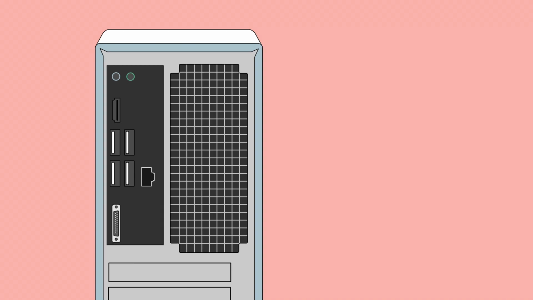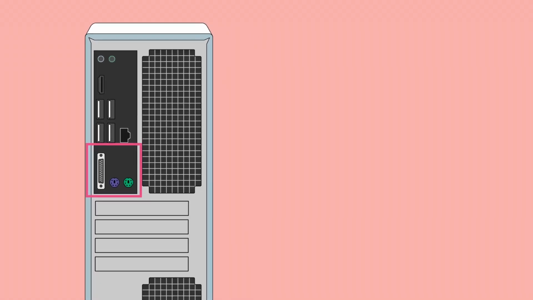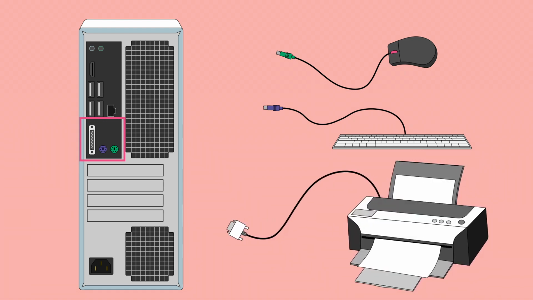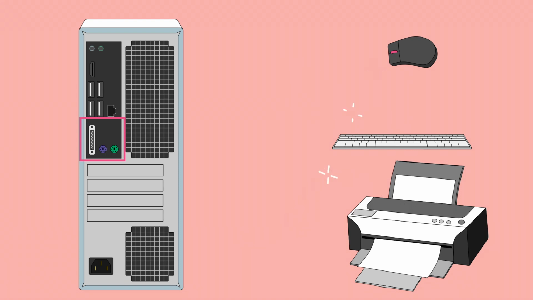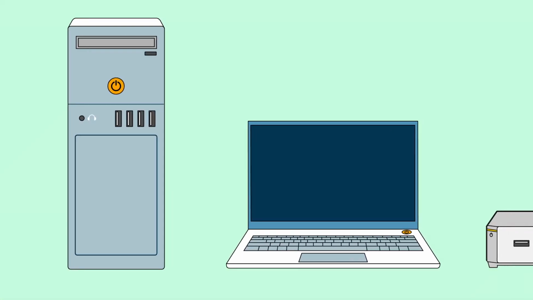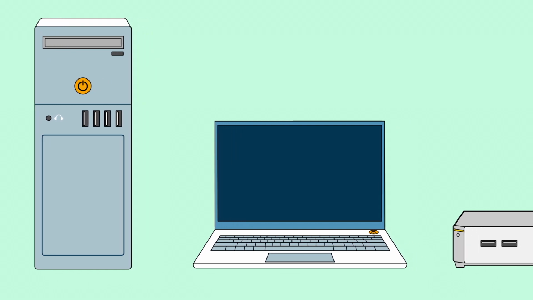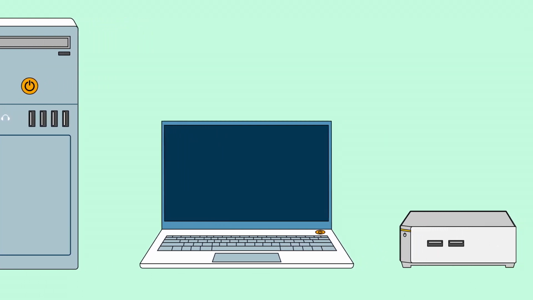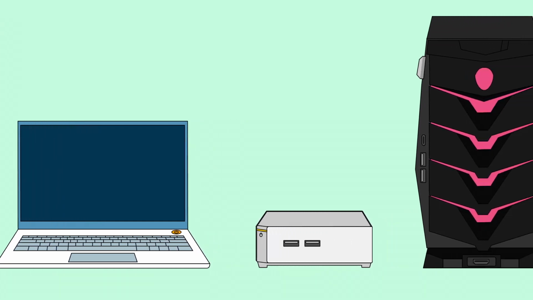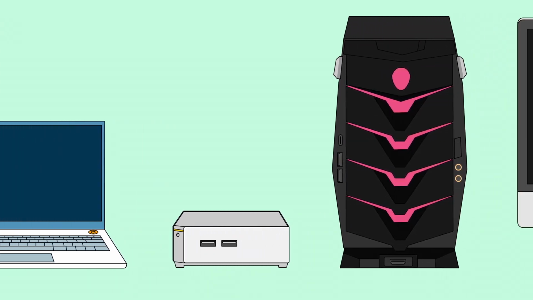If you have ports that look like this, they're for older peripherals like mice, keyboards, and printers. Newer versions of these devices usually connect via USB or wirelessly. And that covers the basics of buttons and ports. Of course, every computer is different, and technology is always changing. To find out what options you have, take a closer look at your computer.